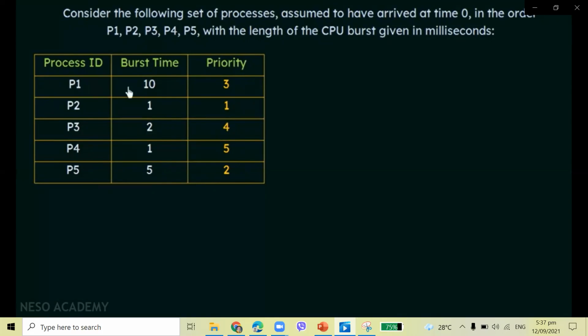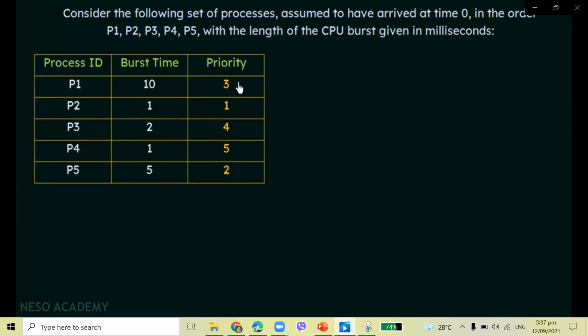Burst time is the time that a process will take for its execution. And here we are given the priority. So this is priority scheduling, and with each process there is a priority associated with it. In some books, the higher the number, the higher the priority. In some books, it follows a different way where the lower the value, the higher the priority. We will follow the second method, where the lower the value, the higher the priority. That means 1 is the highest priority, then 2, 3, 4, and 5 is the least priority. So keep that in mind as we proceed with this example.